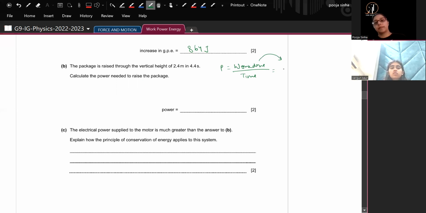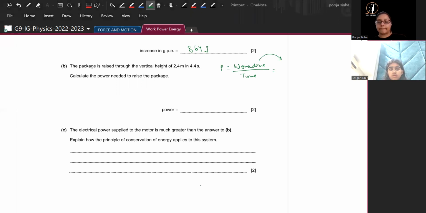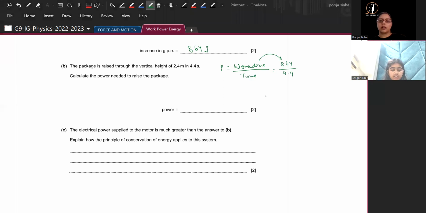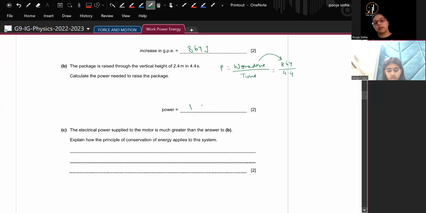So work done will be 864 joules. Perfect. And then the time taken is 4.4. Very good. So what is the answer? It will be 196.36 watts. Very nice. So now how will we say this in 3 significant figures?